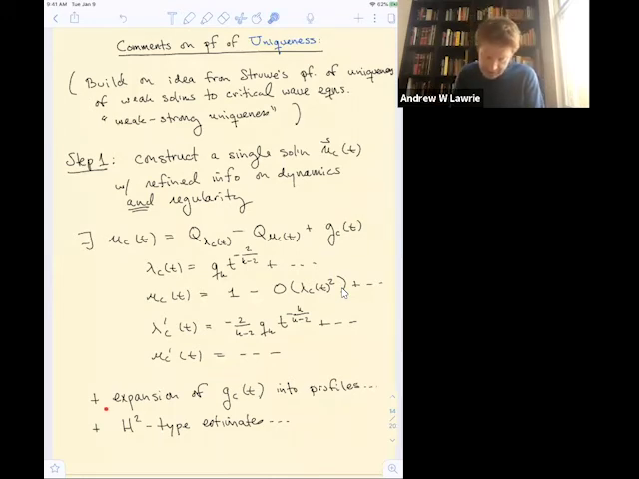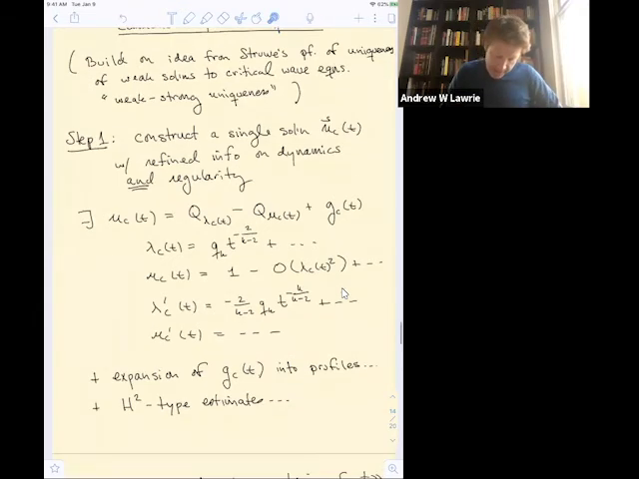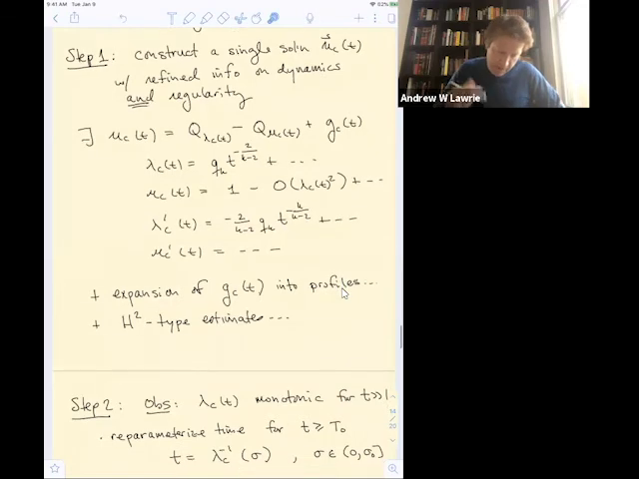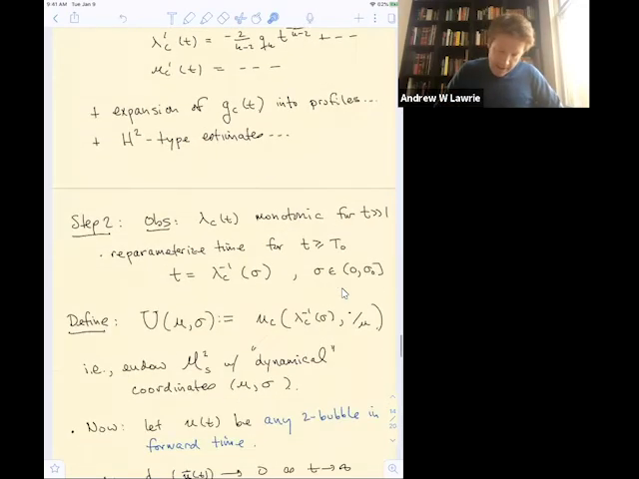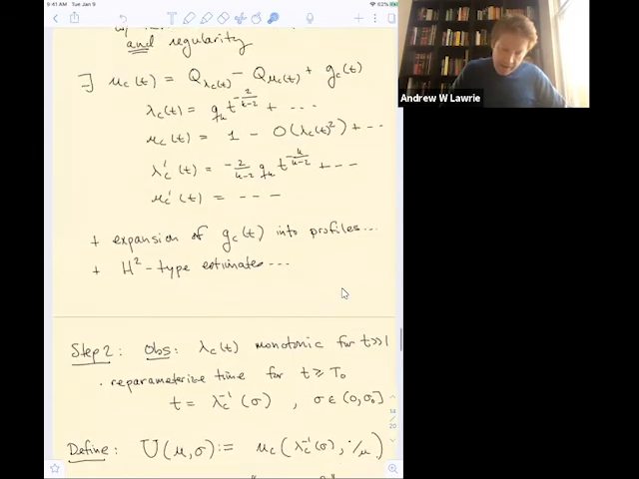I can expand this error into profiles. In fact, I can obtain the next order behavior of these dynamical behaviors, and also prove H2 type estimates. And so let's accept that we have a single solution. And then I want to note some properties.